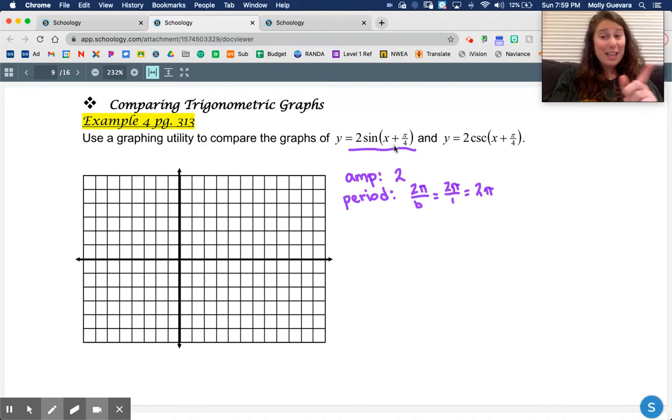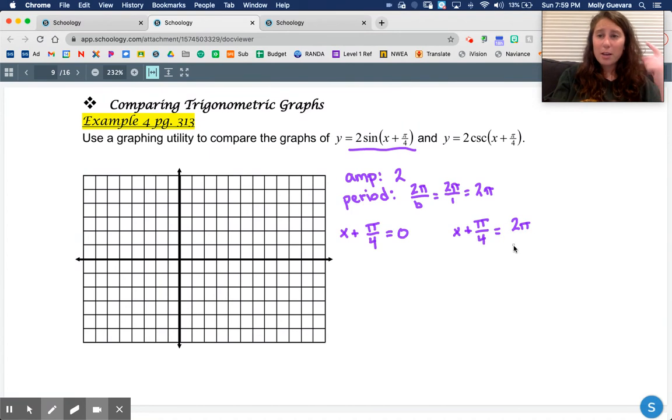And then this has been shifted left and right. So I'm going to take what's inside the parentheses, and I'm going to set it equal to my original starting point for sine, which is 0. And I'm going to set it equal to my original ending point for sine, which is 2 pi. Okay, so I'm thinking about parent graphs here. And I'm going to solve. So here x is equal to -pi over 4. And then here I get 2 pi with a denominator of 4 is 8 pi over 4 minus 1 pi over 4 is 7 pi over 4. So hopefully that makes sense how we got that.